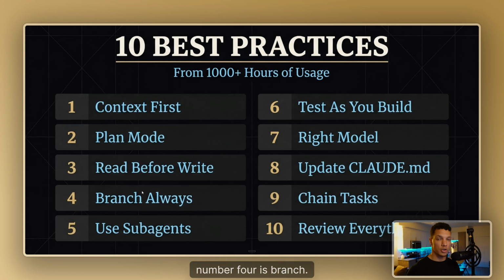And number 4 is branch. Always branch. If you break something, you can always revert. Number 5, use subagents, which I won't cover in this video because we don't really need to. We'll cover this in a later video, so make sure you stick around.